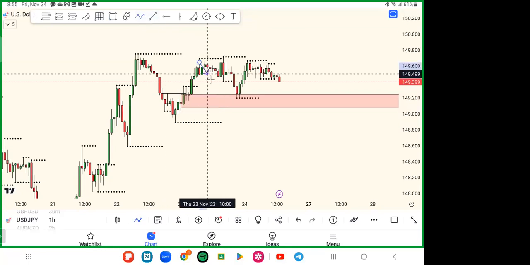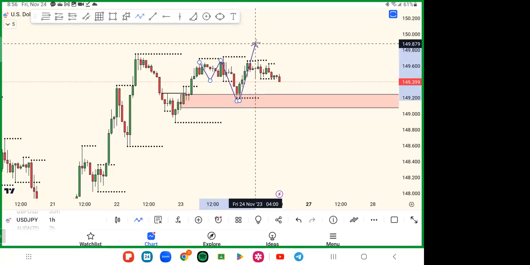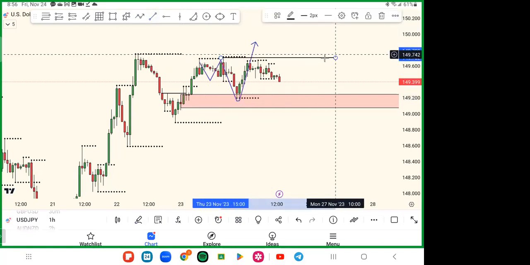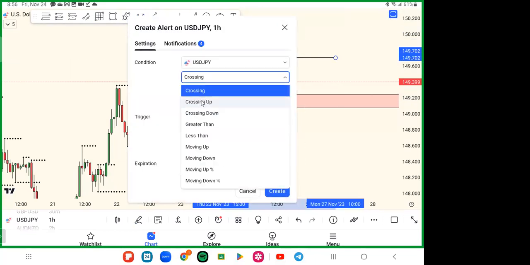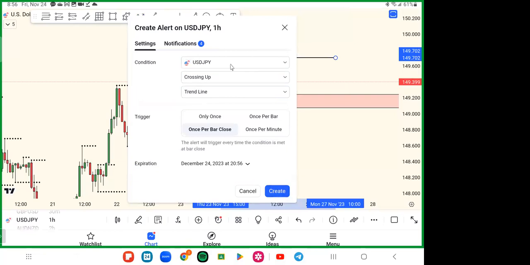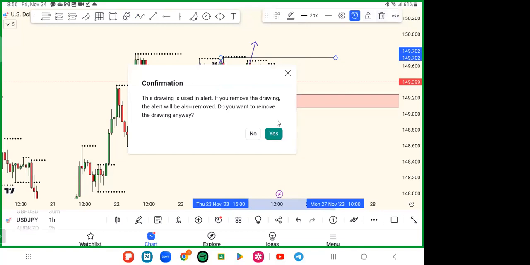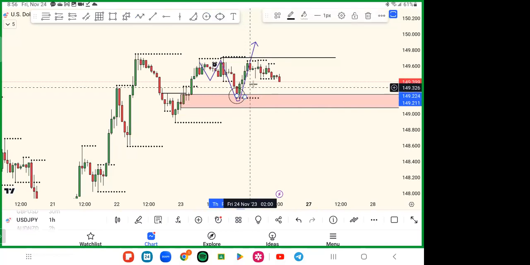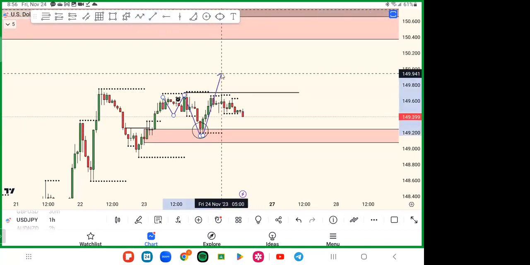Notice what we have right here, consolidation. Market drops down to give us that buy. Now, we would have to break above in order to continue. Right now, it's obviously consolidating, but we need that break and close above. So what I'm going to do is I'm going to go once per bar close, crossing up. Now, I won't get an alert until market breaks and closes above. Now, I'm not in this buy down here. So in order for me to get another continuation buy, market would have to break above in order for me to get another setup.